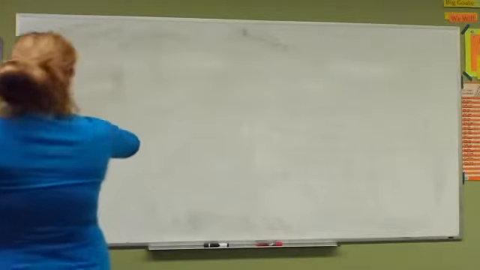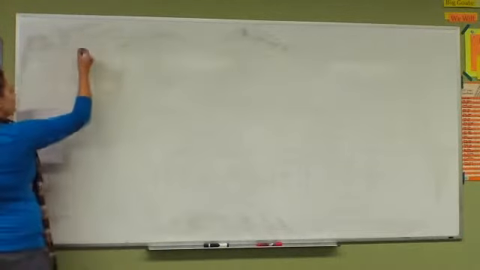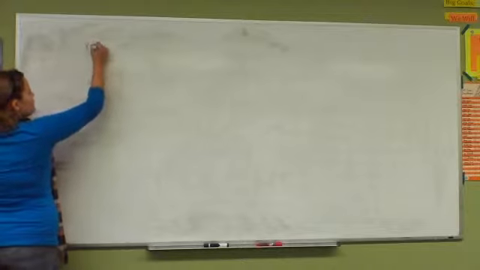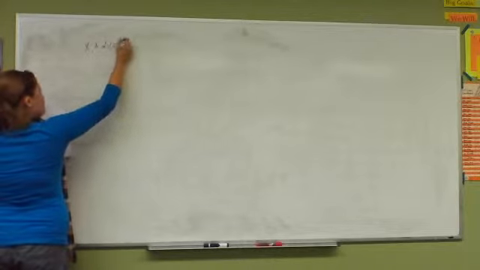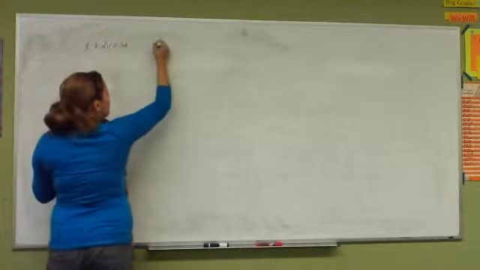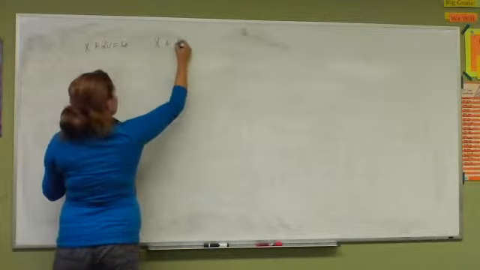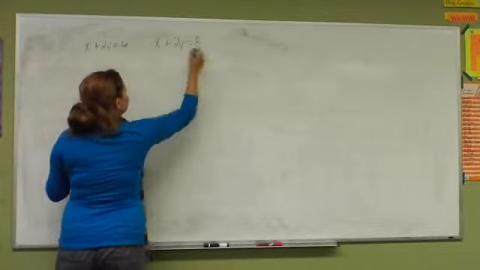I'm going to do the right. I'm going to have x plus 2y equals 6. X plus 2y equals 8.